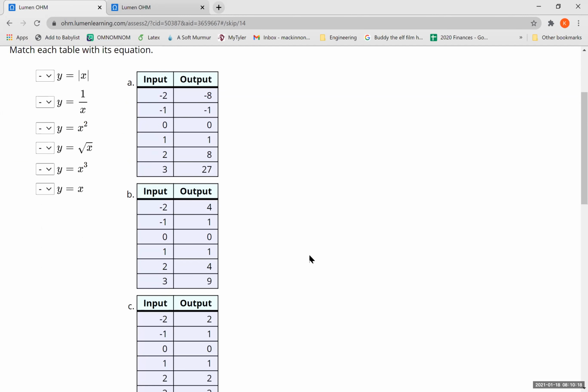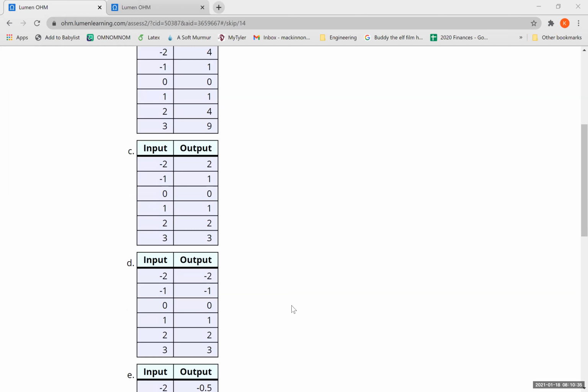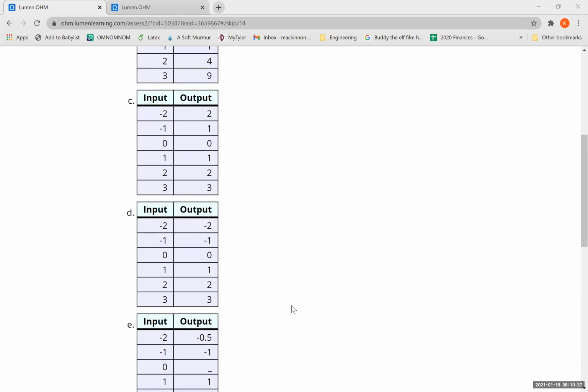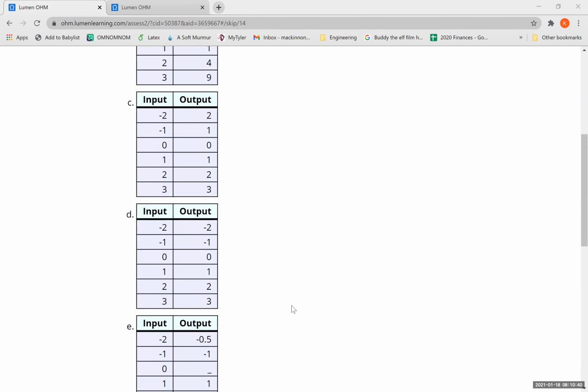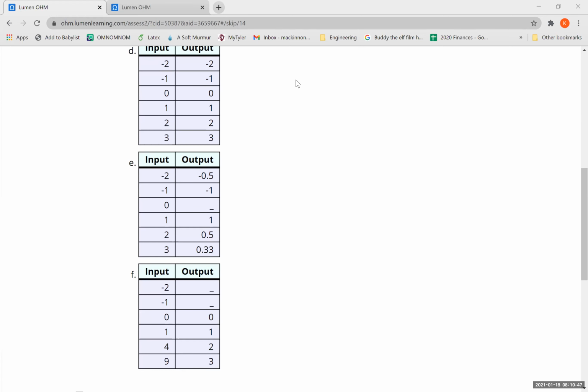Now, for this one, we're going to do a table. I'm not going to work through each and every one of these. I'm just going to choose one and work through it and show you how it works. Let's do E. This one I'm going to work through in particular because this is probably going to be one where folks got a little hung up.